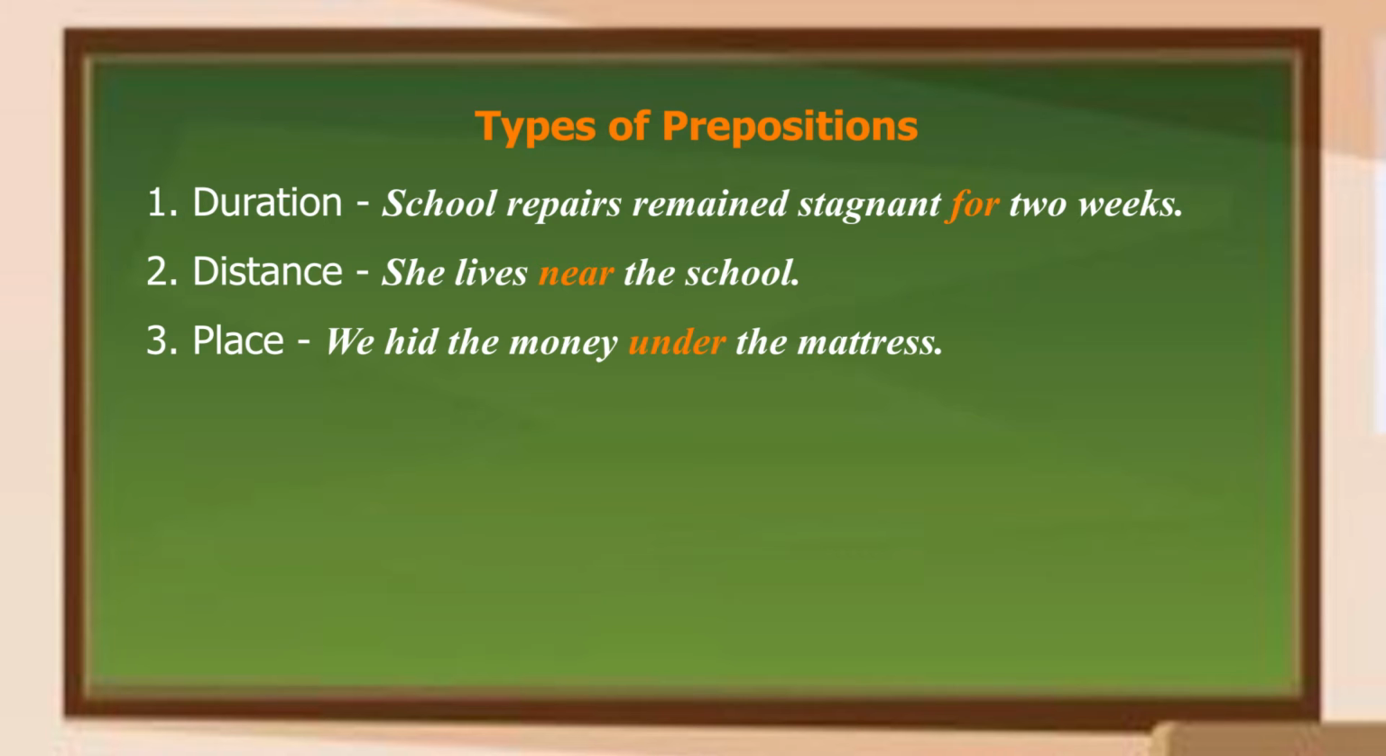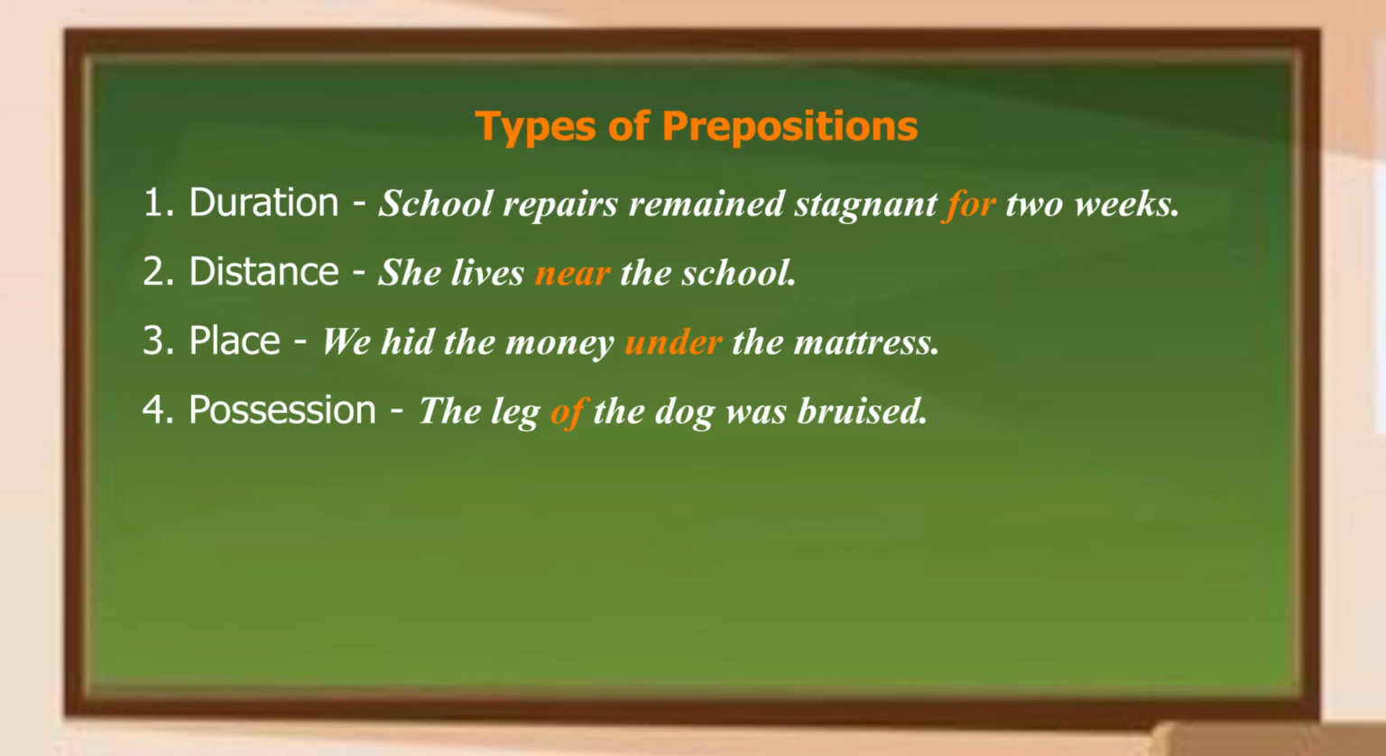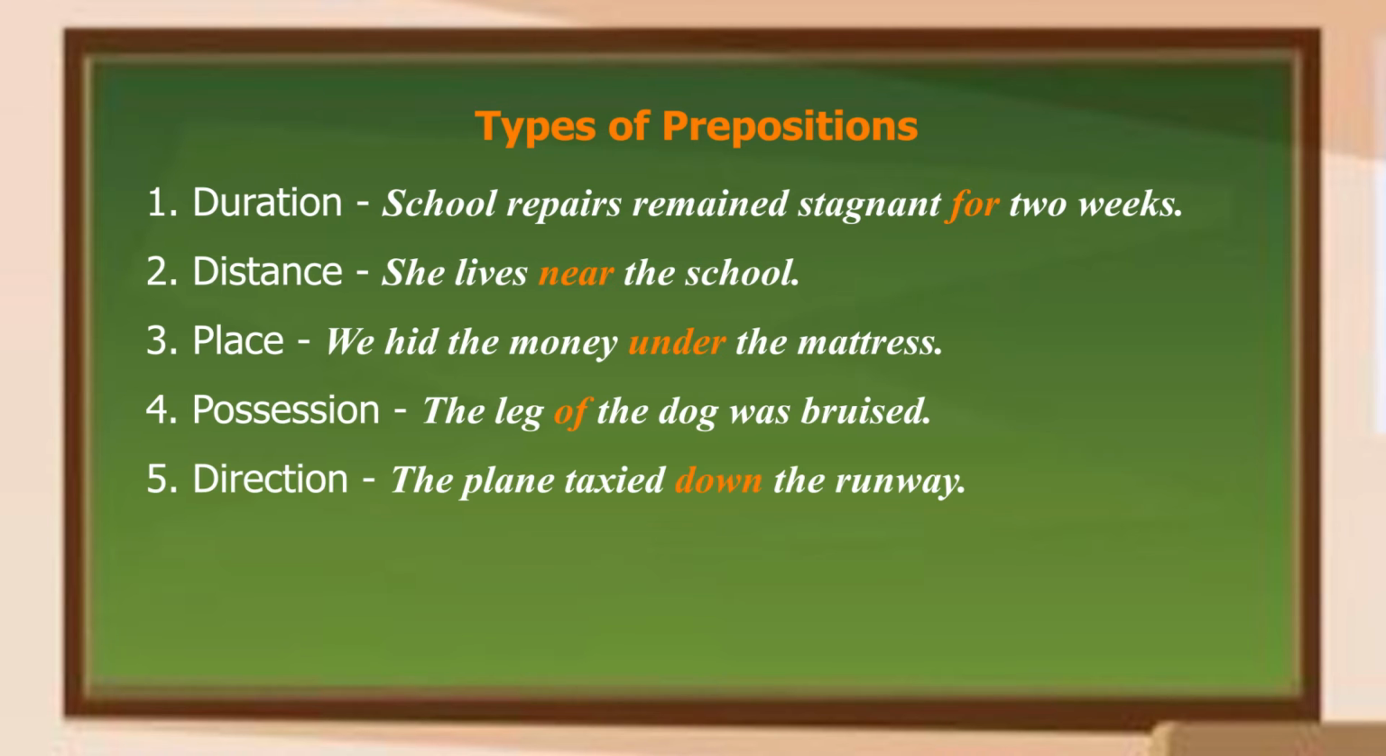Now when we look at place: we hid the money under the mattress. So when we talk about location or place, where is the money? Where is it? Under. Possession: the leg of the dog was bruised. The leg of the dog. Whose leg? The dog's leg.